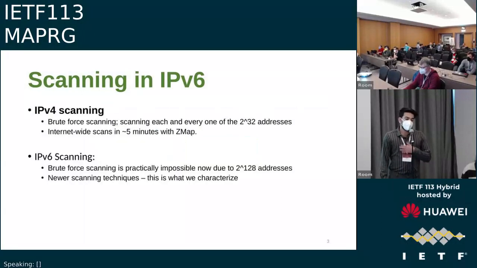So scanning in IPv4, there are a lot of tools for that. For example, if you use ZMap, you can scan the entire IPv4 address space within a matter of minutes, obviously given that you have a good enough internet connection. But in IPv6, things are not quite so simple. Because the address space is now 2 to the power 128 total addresses, you just cannot brute force it. So what you have to do instead is come up with newer scanning techniques so you can go through the IPv6 address space trying to find addresses that you previously didn't know of. And these newer scanning techniques are exactly what we characterize in this paper.